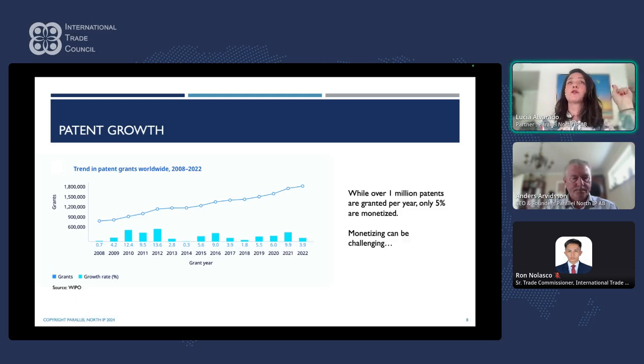Yet, while over 1 million patents are being granted every year, only 5% of them, approximately, are monetized. We saw the number back there about the $350 billion generated. And if that comes from only 5% of the assets that are available, then that shows that there is a big opportunity. But why is it that this percentage is so low?